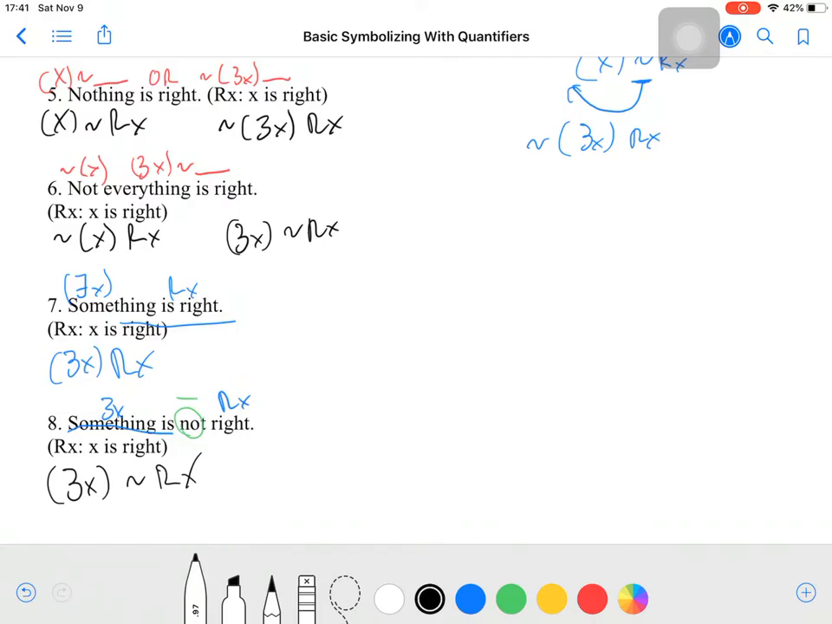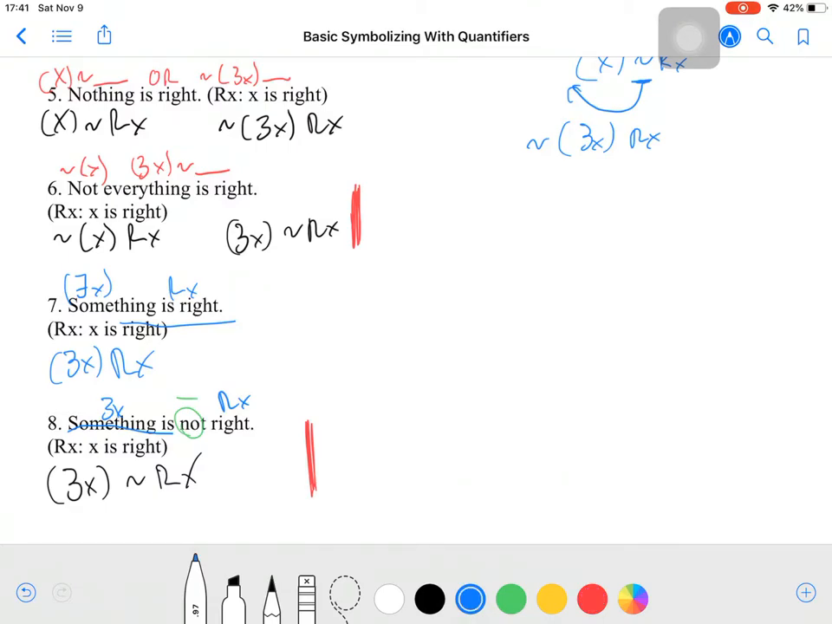So here's something to notice. When you look at 6, which says not everything is right, and 8 that says something is not right, you're going to see that these are actually equivalent statements. Saying that something is not right means that there exists some x such that it is not right, which means that it can't be true that all things are right. I know this language is a little bit obtuse, so let's just do a quick review before I go on to the next video.